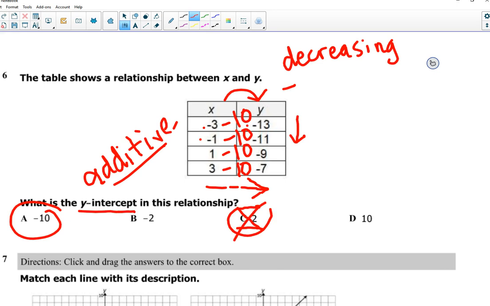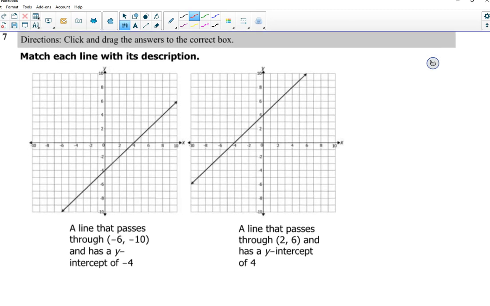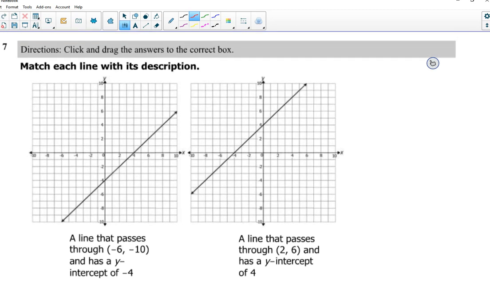Okay, 7. Match each line, and the answer's already given for you. When I printed it out, there's the answer. But I want to show you, there was a bunch of different choices here, and these are the correct choices. When I do a printout, it just prints out some of them as they are. But I want to show you how you could check it. It says the line passes through -6, -10. I want you to make a point on this graph at -6 on the x and -10 on the y. So go to -6 and then go to -10. Do you see how it hits the line?